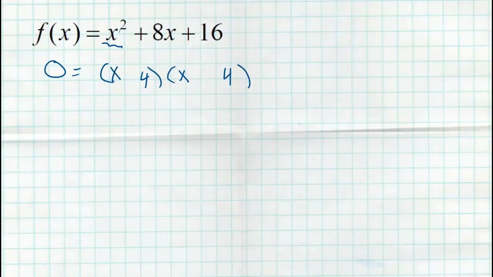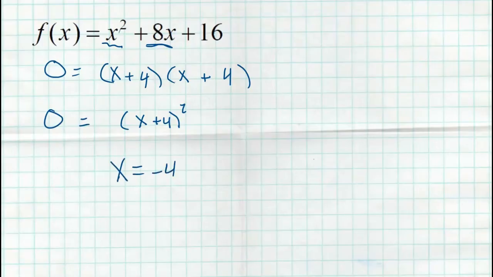So 4 times 4 is 16. If I make them both positive, I get that 4x on the outside and that 4x on the inside, which generates that 8x in the middle. So this is perfect. But I could also rewrite this as x plus 4 squared, because it's just x plus 4 times itself, which can be shortened to x plus 4 squared. So I really only have one zero. The only zero I have is negative 4, but it has a multiplicity of 2. It's got a multiplicity of 2 because it was repeated twice. So that's really important to understand.